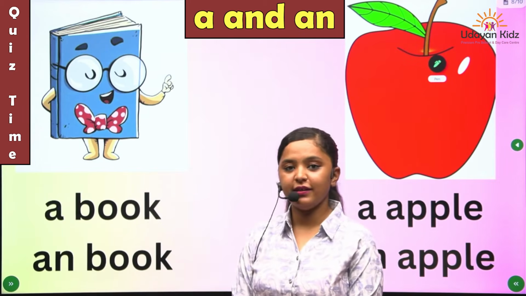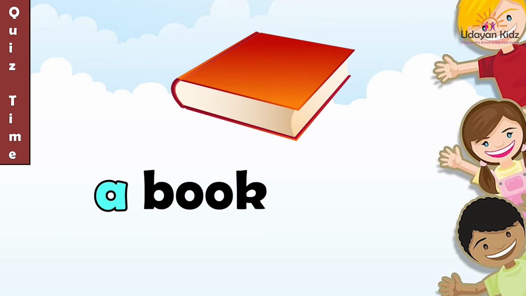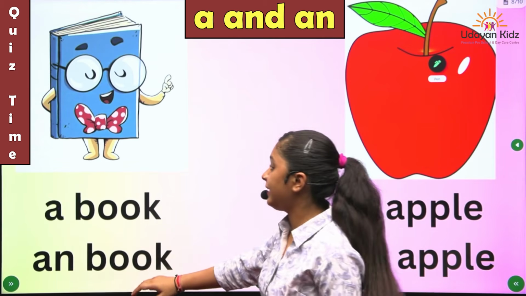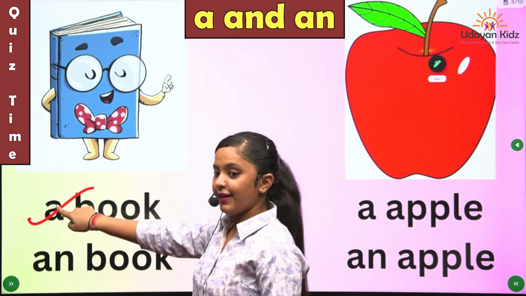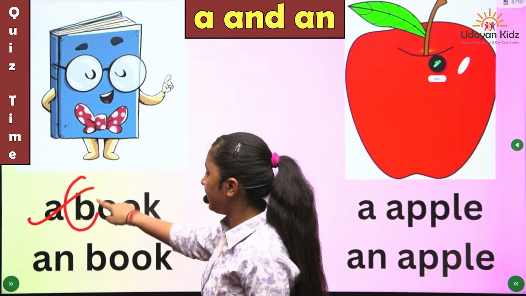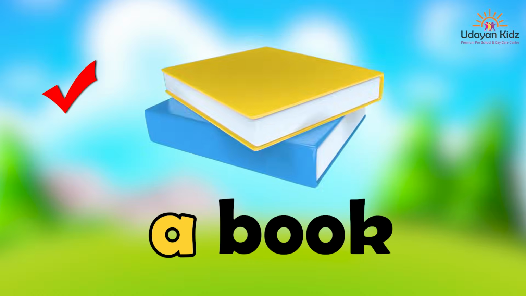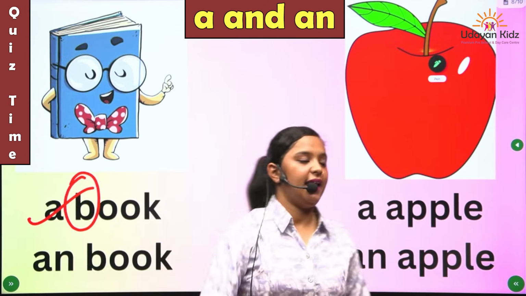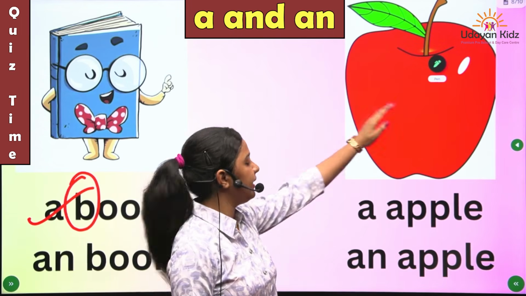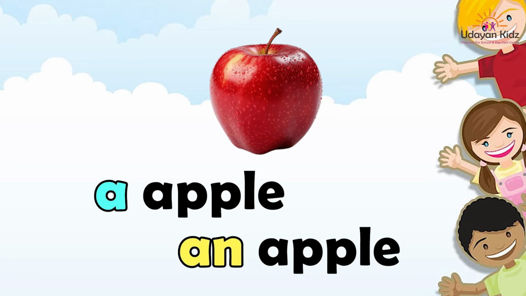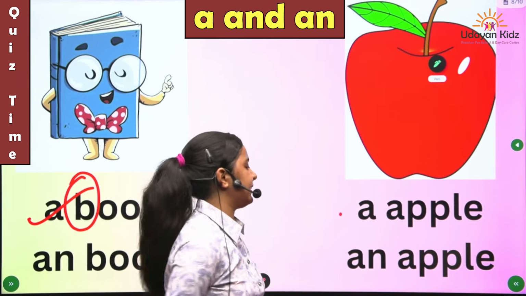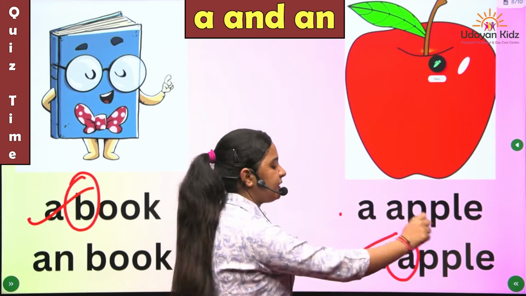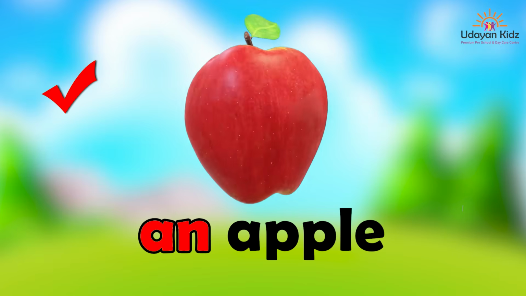Okay, now it's your turn. Can you tell me which one is correct? A book or an book? Yes, you are right. It's a book. Why? Yes, because it begins with a consonant sound. A book. And next is apple. A apple or an apple? Yes, an apple, because it also begins with a vowel sound. An apple.